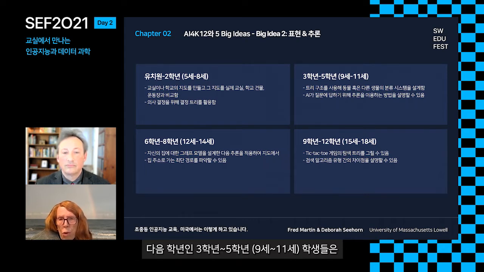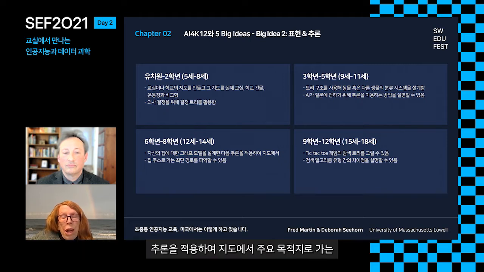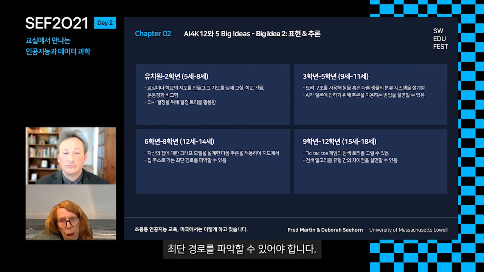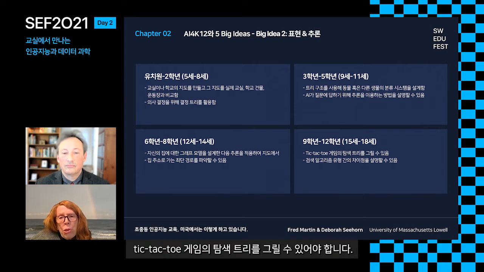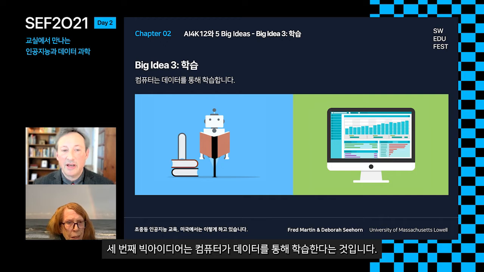In the next grade level, from grades 3 through 5 or 9 to 11 years old, students should be able to create or design a representation of an animal classification system using a tree structure. Grades 6 through 8 should be able to design a graph model of their home or locations in their community and apply reasoning to determine the shortest path to key locations on their map. And the high school students, grades 9 through 12, should be able to draw a search tree for tic-tac-toe. Big idea 3 is about learning.